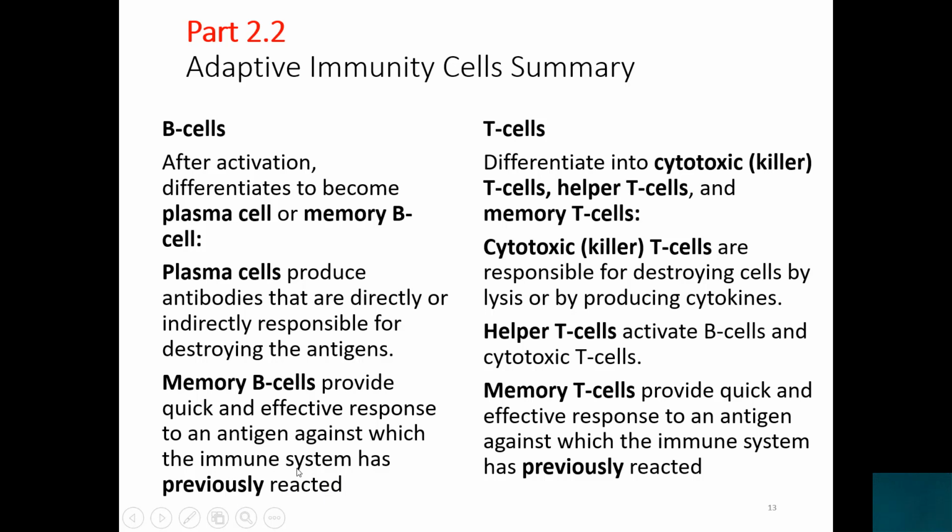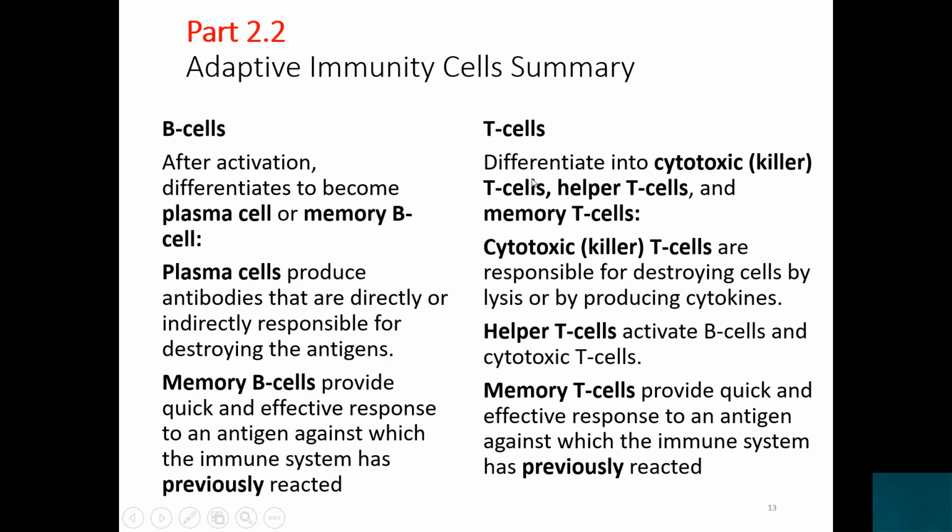So what does it mean? If somebody had chickenpox when they were 3 years old, and now they are 10 years old, and they encounter the chickenpox virus again, will they get sick? No, because as soon as that virus enters their system, their memory B cells and T cells remember the chickenpox virus, and they will activate the immune system to destroy it so fast that there will be no symptoms of disease. You won't get sick again.